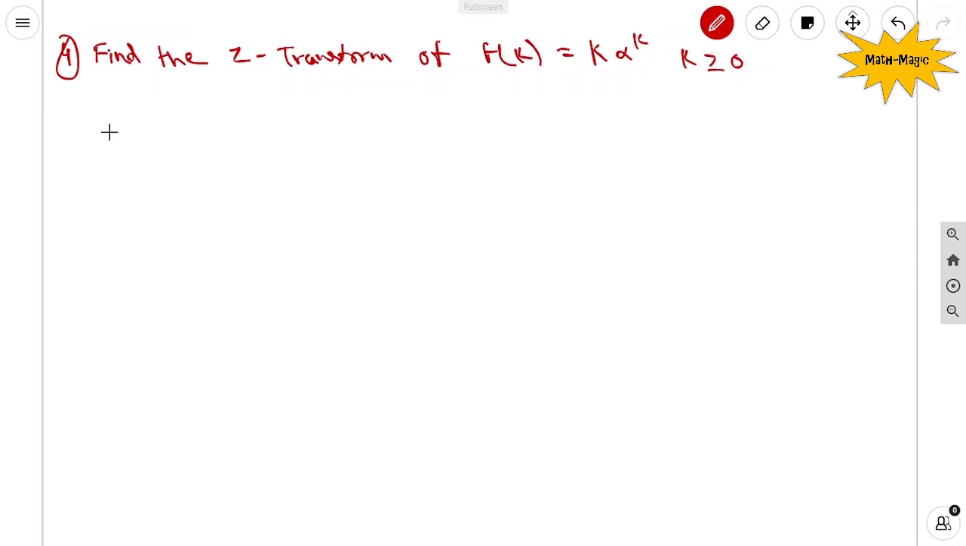So the next problem is: find the z transform of the sequence f of k equals k times alpha raised to k, where k is greater than or equal to 0. Here the sequence is defined only for k greater than or equal to 0. We are not going to talk about -1, -2 and so on. So now let's first write our sequence explicitly.